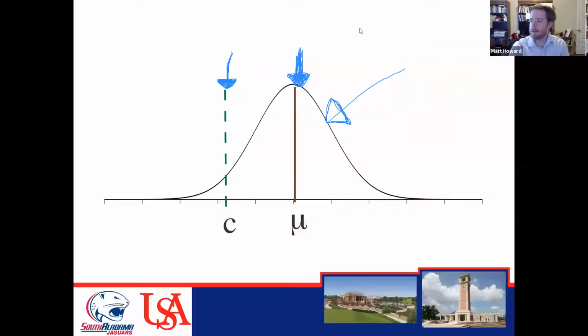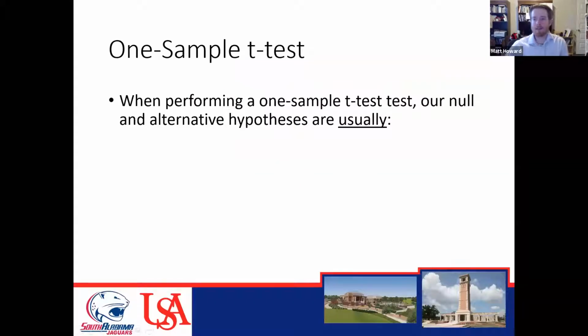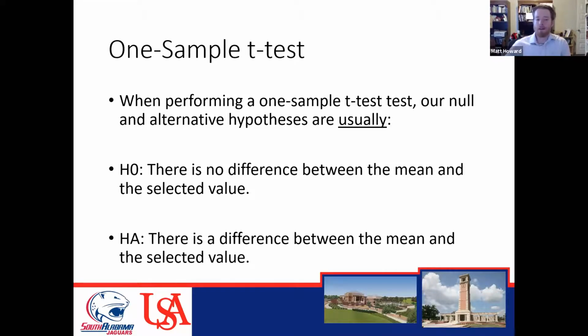Okay. So clearing that. So when performing a one sample t-test, our null and alternative hypotheses are usually, so the null is usually that there's no difference between the mean and the selected value. So that would be the null hypothesis, the thing we're trying to reject, that there's no difference. And then our hypothesis is that there is a difference between the mean and the selected value. So we're typically going to hypothesize that the mean of the sample that we're looking at is statistically significantly different than that chosen value.